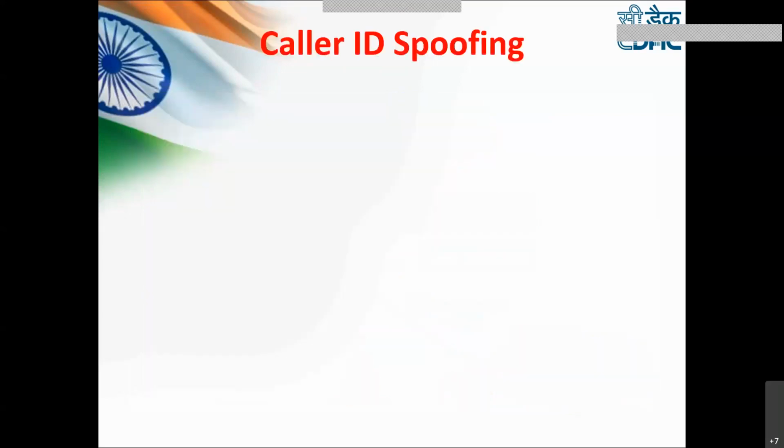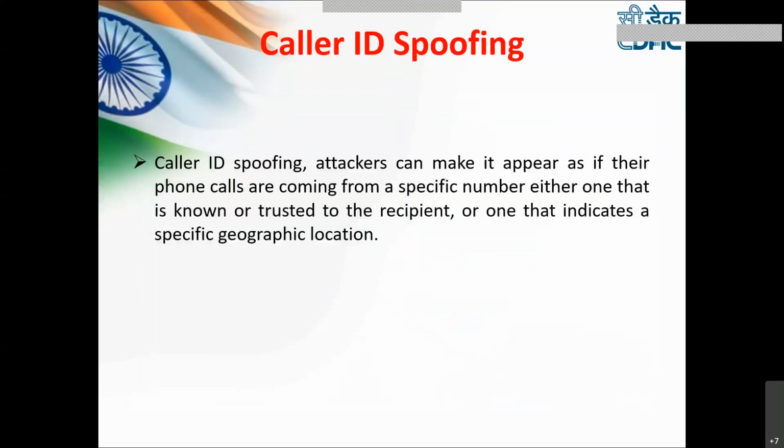Then there is caller ID spoofing. Caller ID spoofing is similar to the scam calls that you get. Attackers can make it appear as if their phone calls are coming from a specific known number, either one that is known, like your bank, or trusted by the recipient, or one that indicates a specific geographical location. Many caller ID spoofing apps are available on the internet that are harmful, and they spoof it so that calls appear to come from another country. This is also one of the spoofing types of attack that occur.